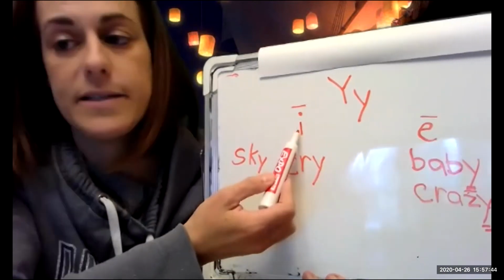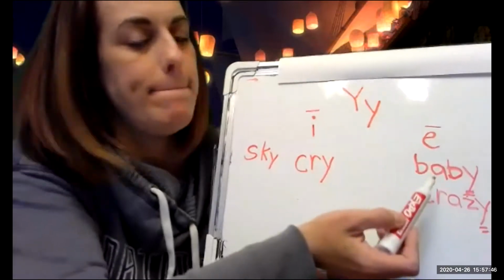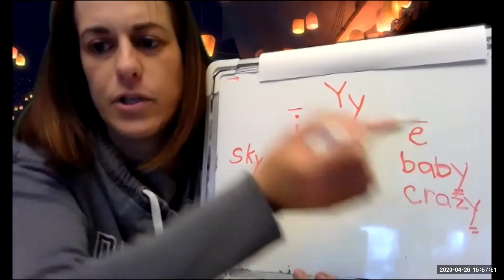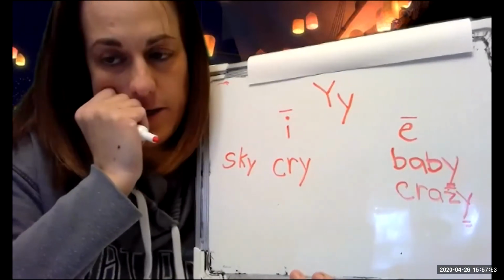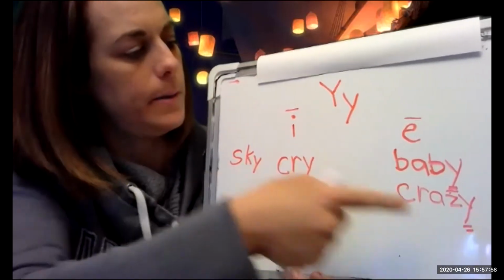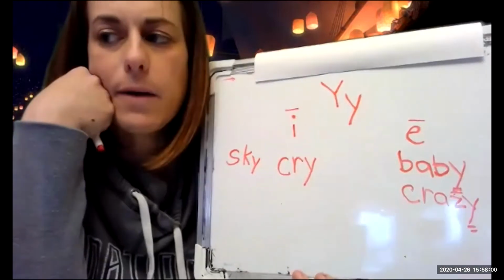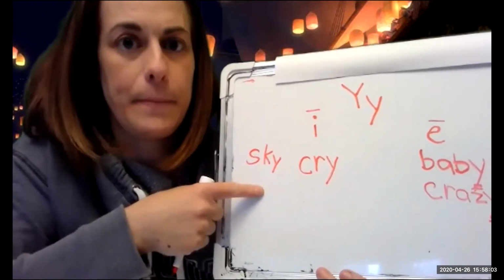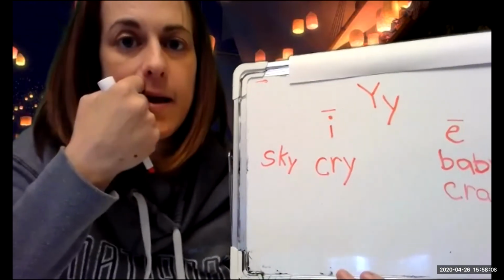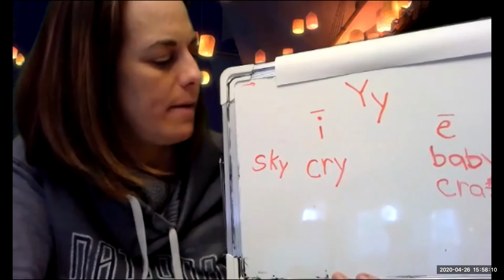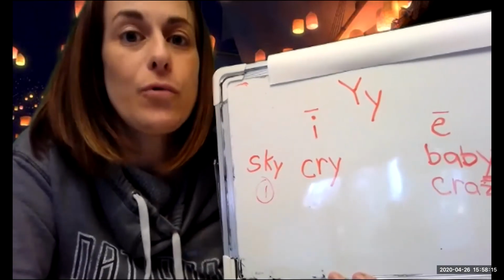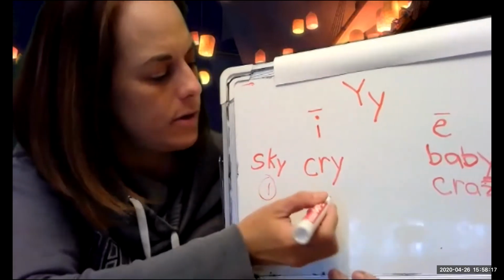The Y makes the long I sound. Baby, crazy, it makes the long E sound. Do you notice anything different about the syllables in these words and the syllables in these words? Let me say them again. Sky, cry. Try to clap those syllables in the word sky. Sky, good job, it has one. Try to clap them in cry. Cry, good, it has one also.